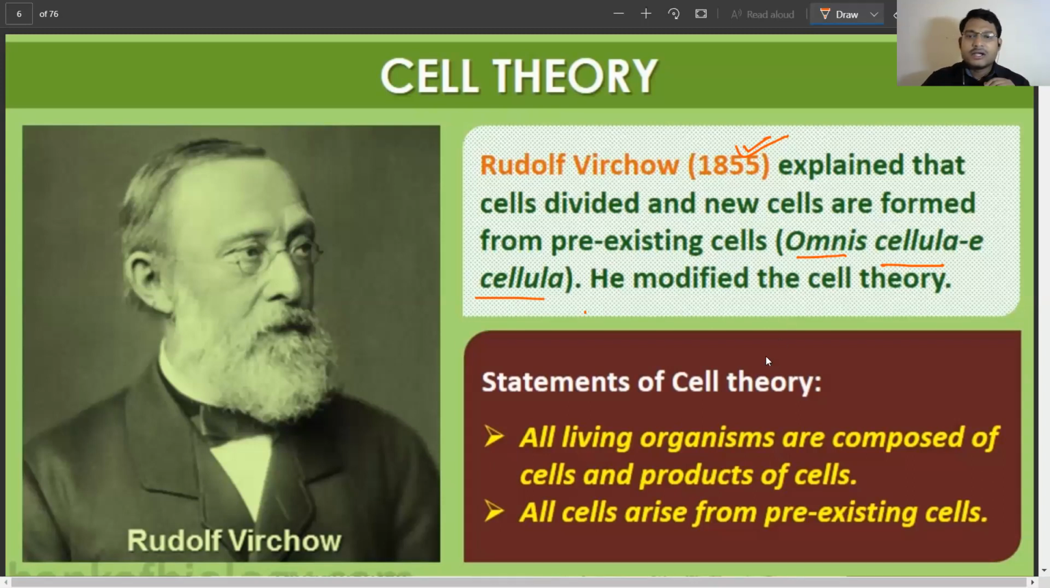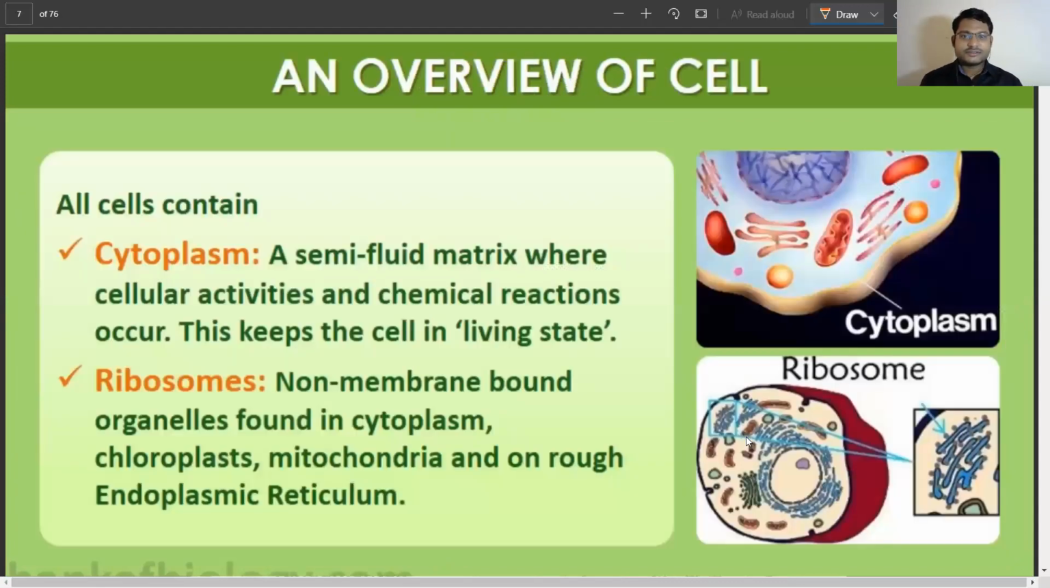We can understand that. What are the statements of the cell theory? First point, all living organisms are composed of cells and the products of cells. This comes from Schleiden and Schwann's observations, and it was modified with the second statement by Virchow, that is, all cells arise from or are derived from pre-existing cells. These two statements are part of the cell theory that you all have to understand. Are you able to understand, students?